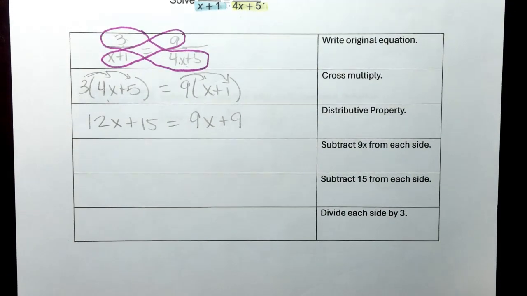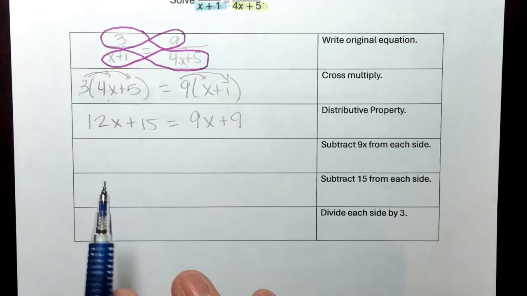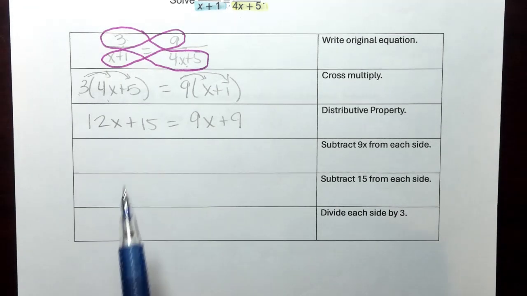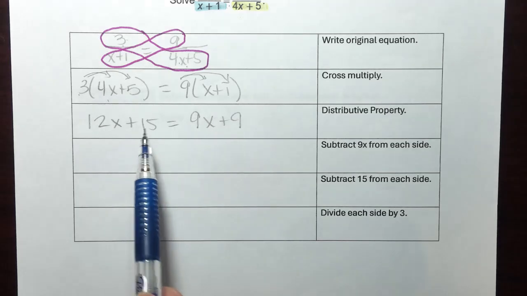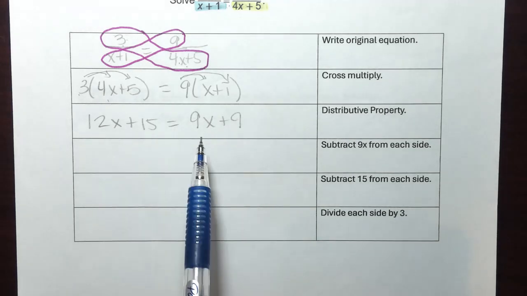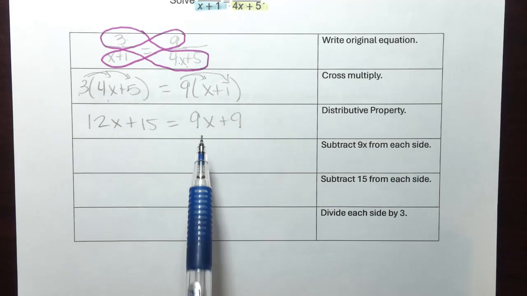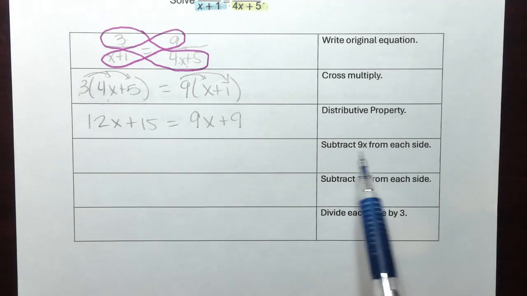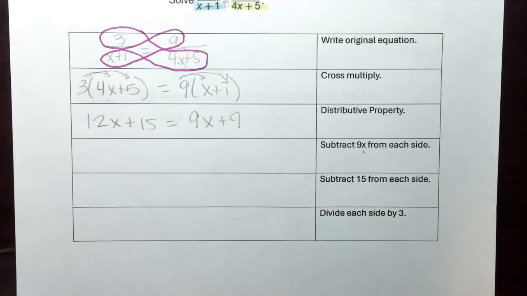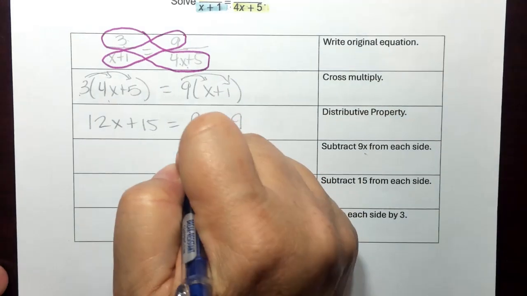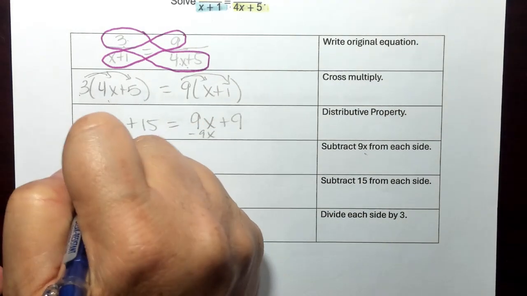Everybody should be able to do these. You've been doing these since 7th and 8th grade. So what do we do first? You need to get your variables to one side. A lot of times you start with the numbers, but start with the variables because that will help you avoid negatives whenever possible. So we're going to subtract 9x from both sides.